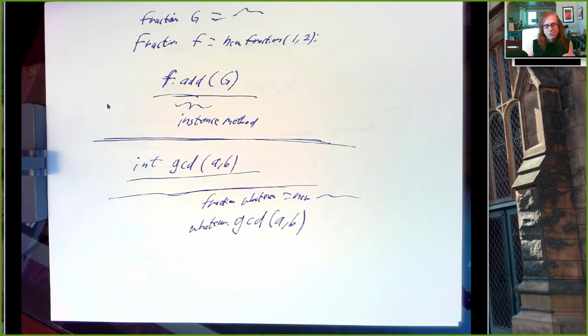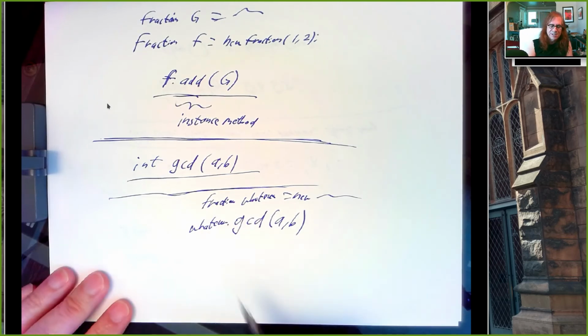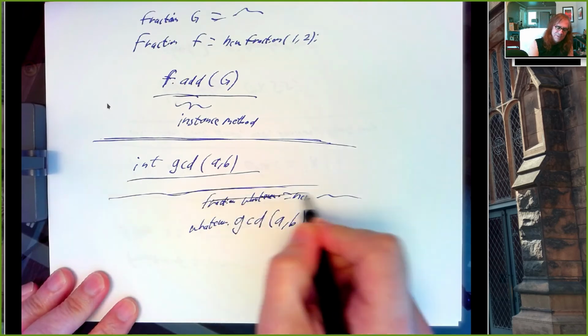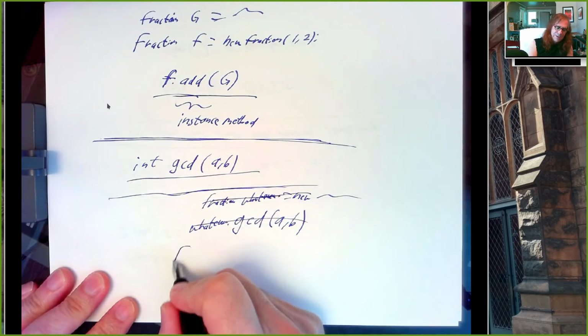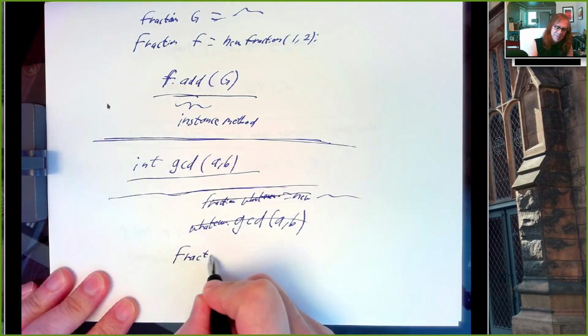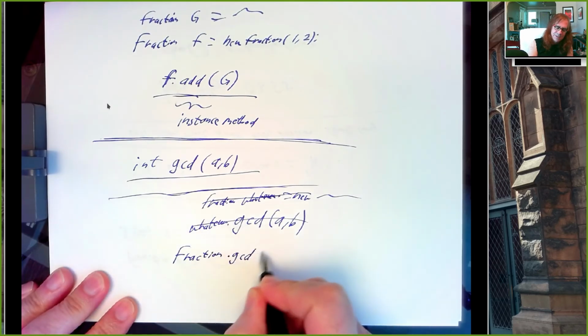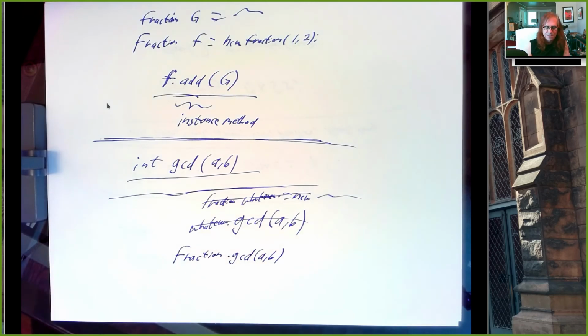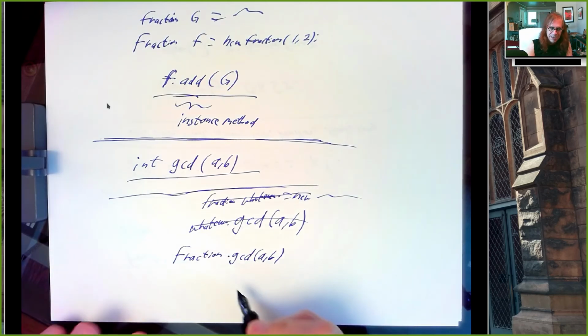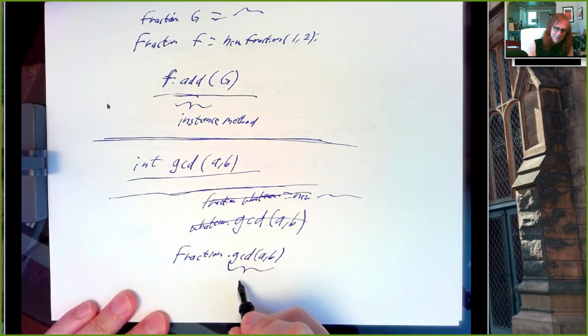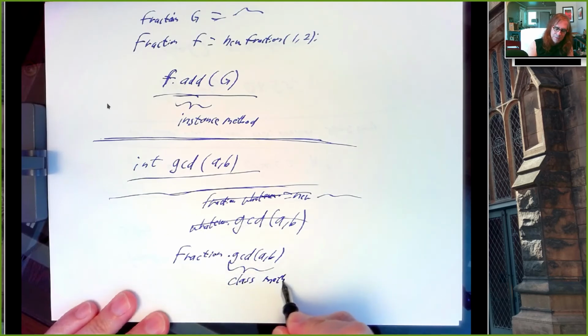So what you can do is make GCD what's called a static. And if you do that, now you can get to your GCD method by saying the name of the class dot GCD A comma B. And now this is what we call a class method, or also what we call a static method.